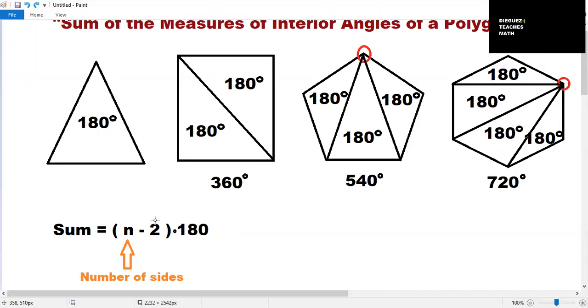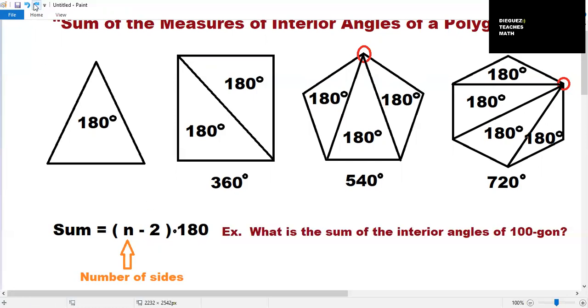Okay, so that's why we are subtracting 2 every time. Now, why are we multiplying times 180? Well, every time we have a triangle, right, which is 180. Here I have 2 triangles, so I multiply 180 times 2, 180 times 3 for the pentagon, 180 times 4 for the hexagon. So that's why we're multiplying times 180 all the time. So that's just a little bit about where the formula comes from.